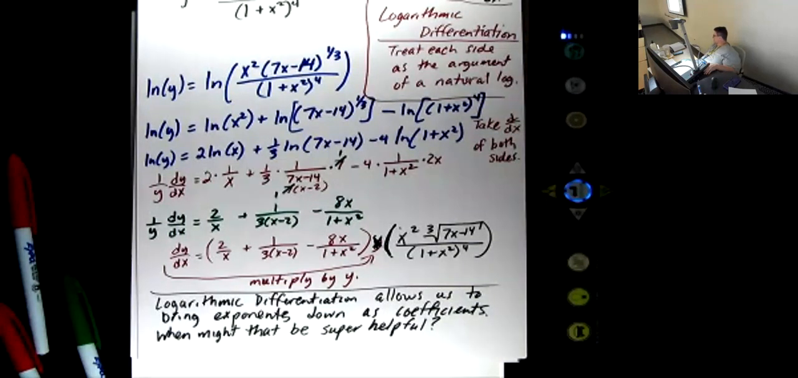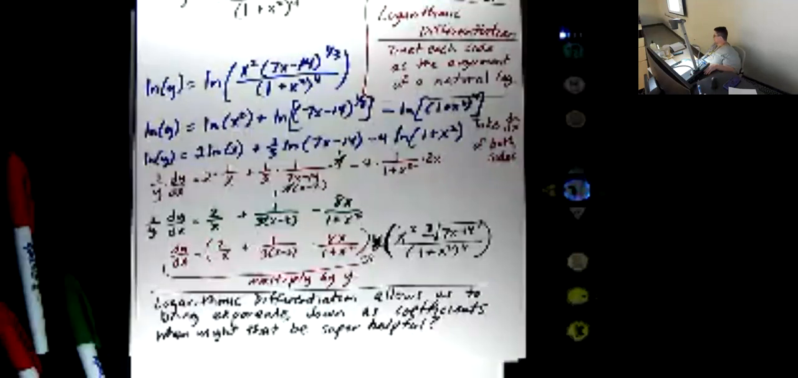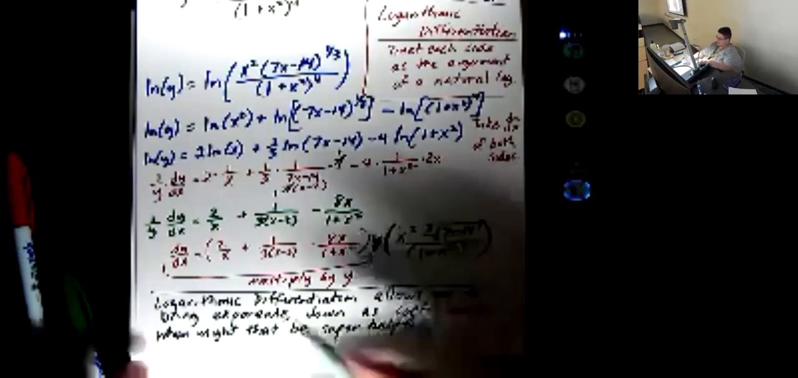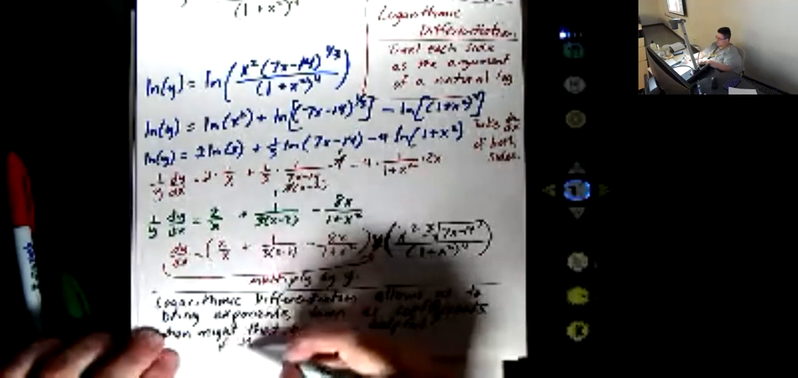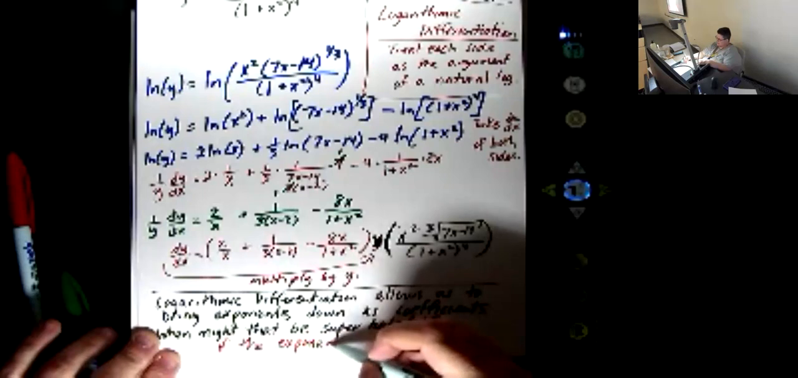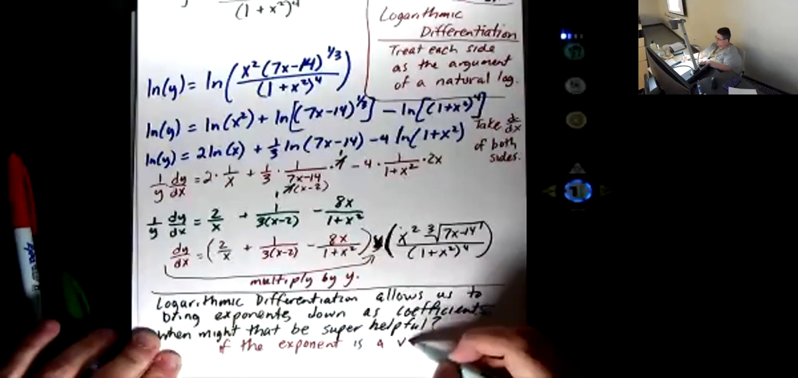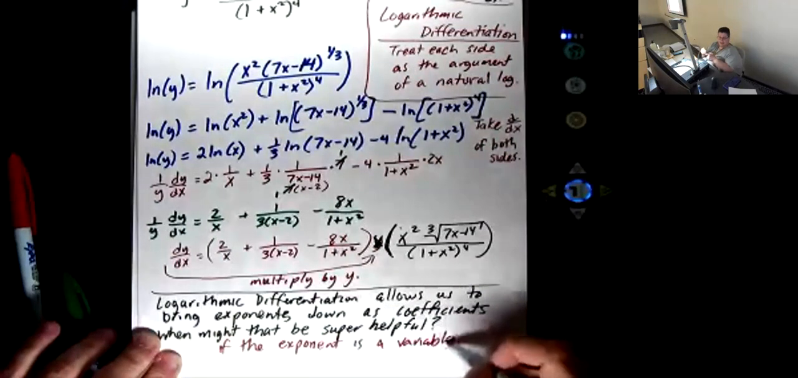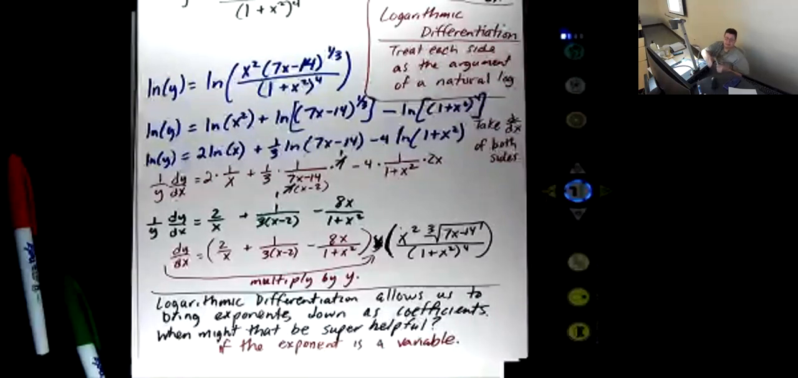Everything we've had so far, the variable has not been in an exponent. Sometimes our variables have the exponent, or our exponents have the variables. And we don't have any way of doing that. The exponent is a variable. And we will see this today. In fact, I even have it on the next one.